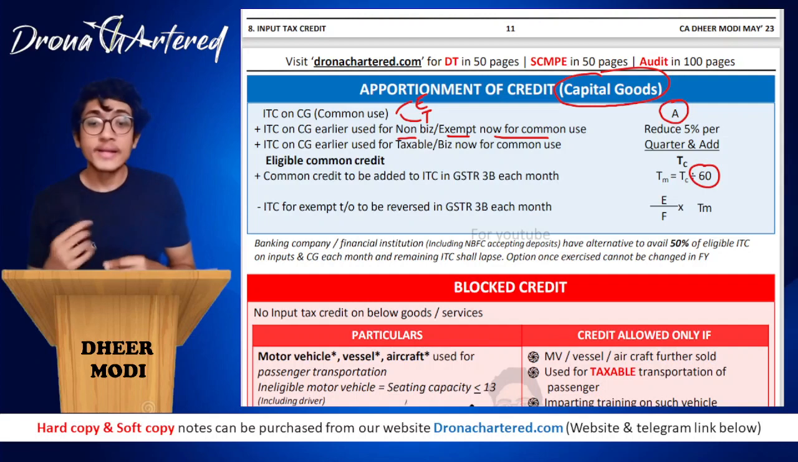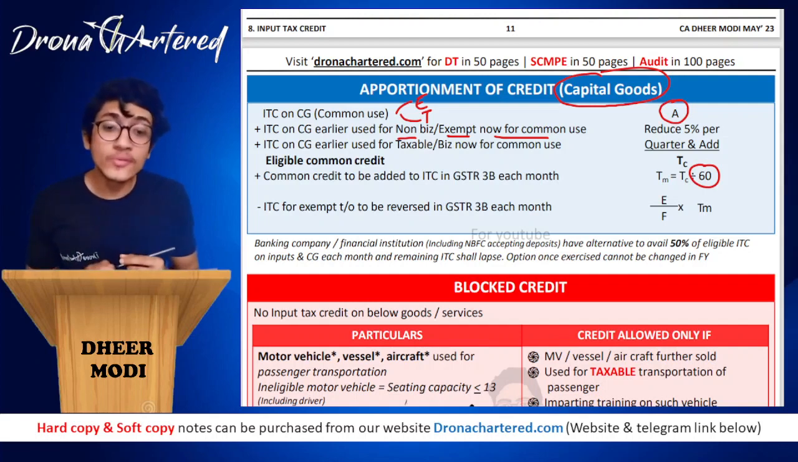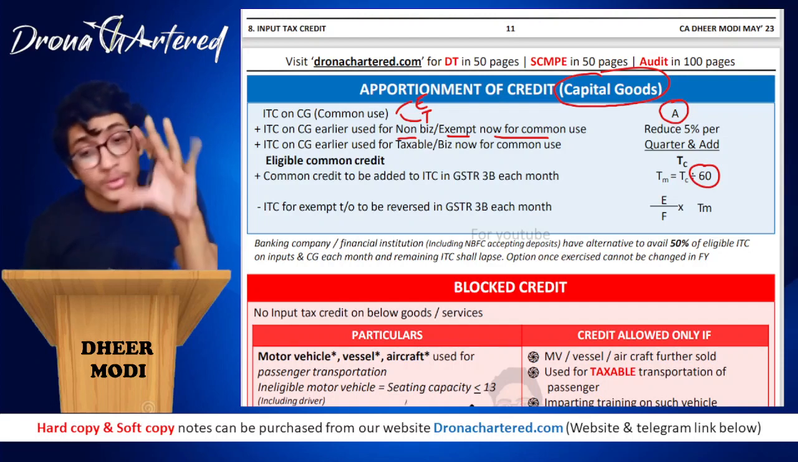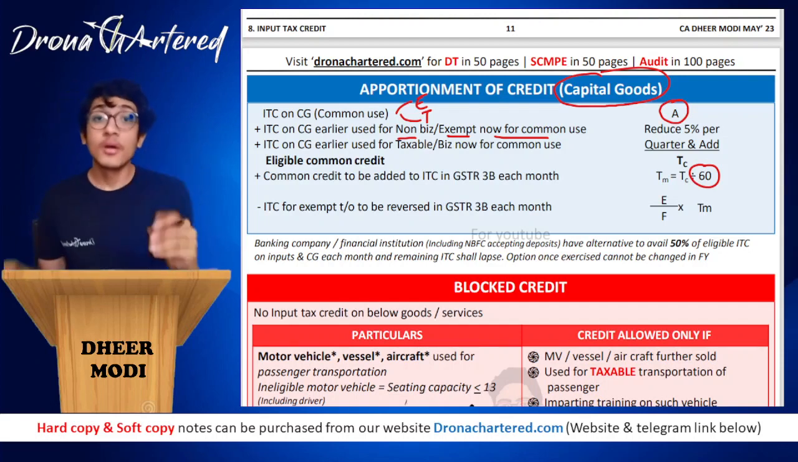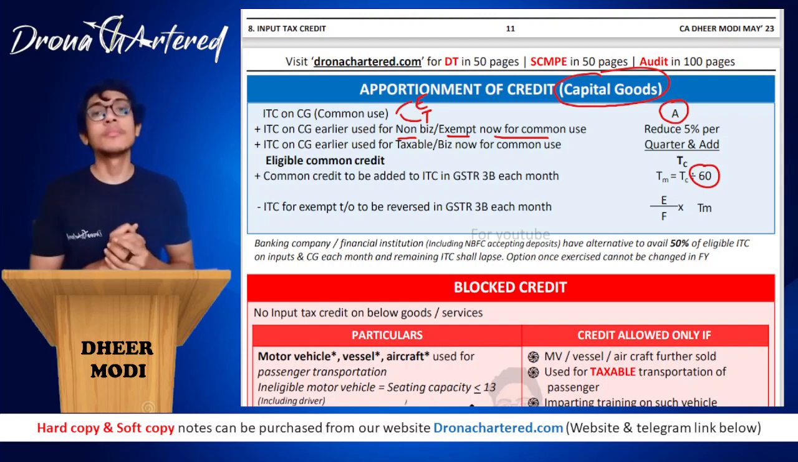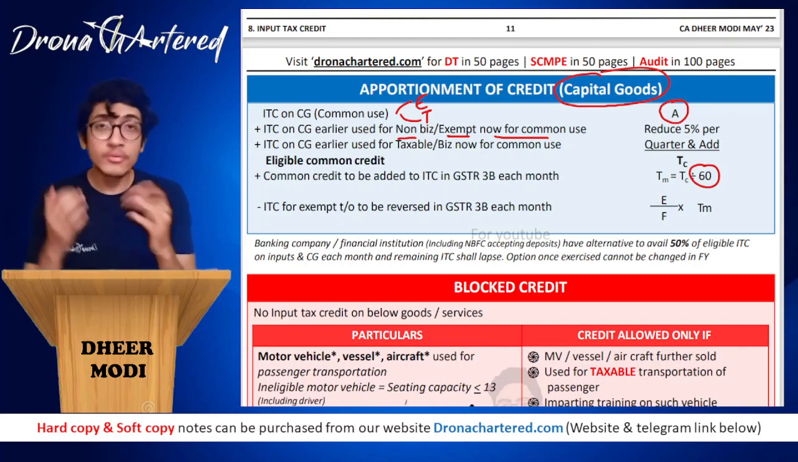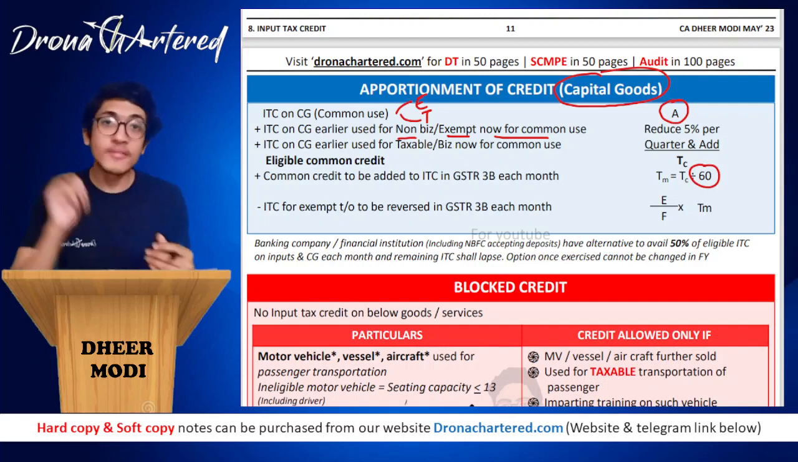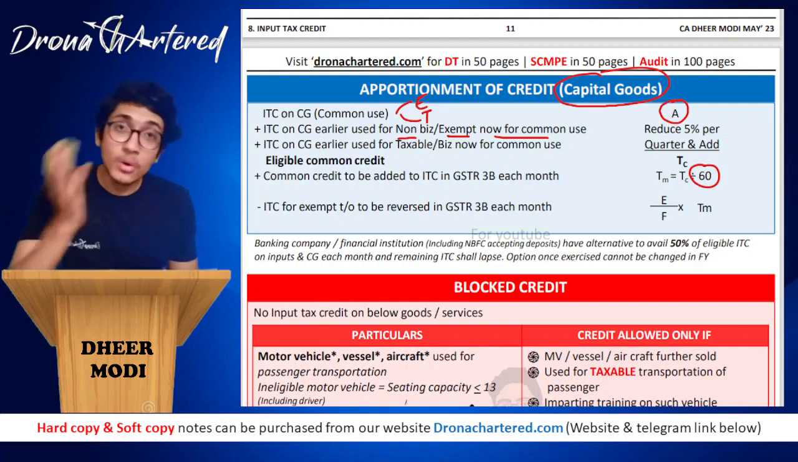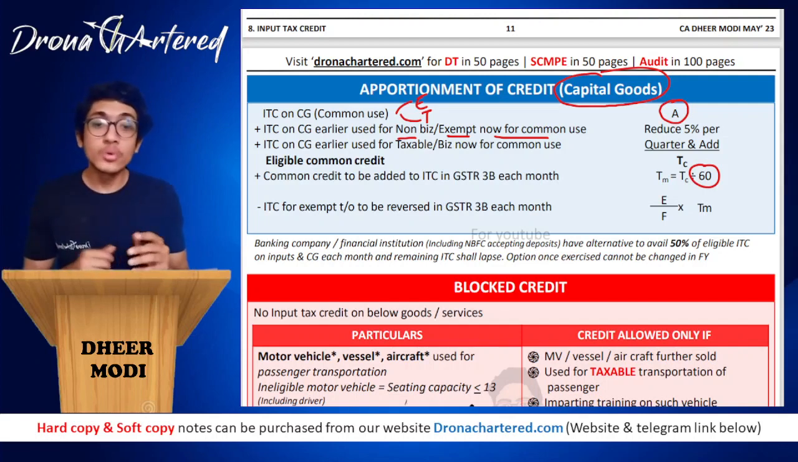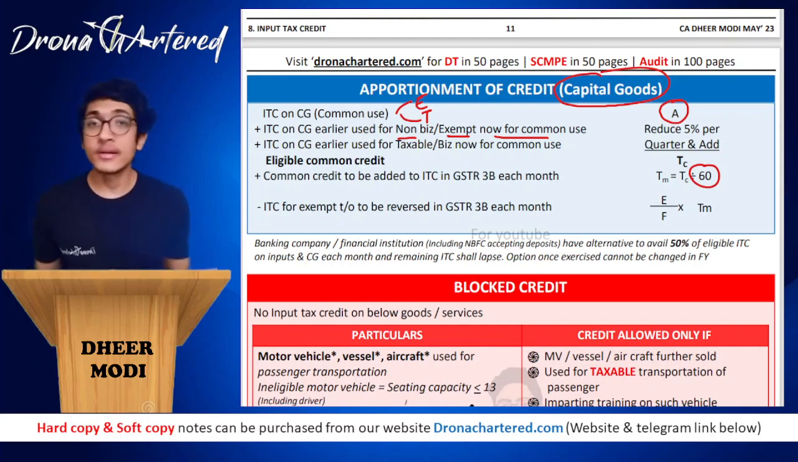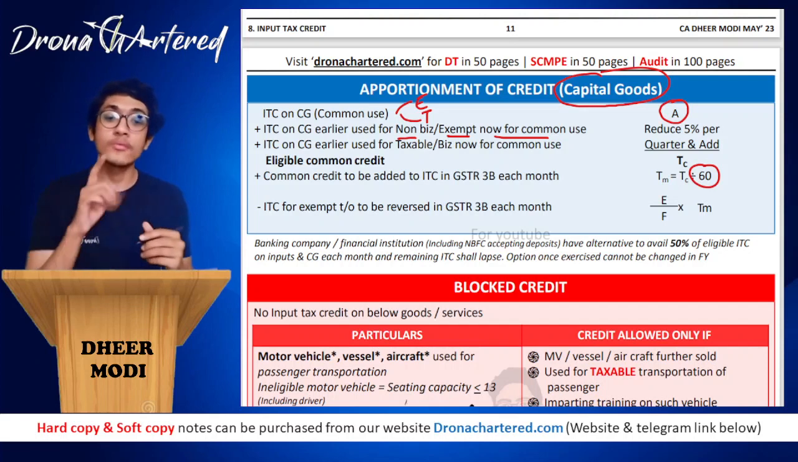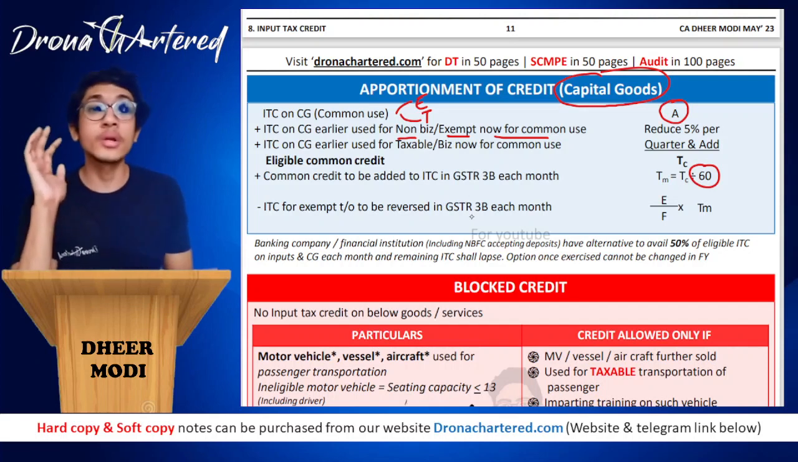Okay, so ITC on capital goods earlier used for non-business or exempt. That is, since they were earlier only used for non-business purpose or they were only used for exempt purpose, tell me, was this ITC allowed at that time? No, right? Since it was used only for non-business purpose, we never allowed this ITC. Therefore, now since it is being used for common use, we will be adding this ITC that we had paid earlier, but we were not allowed ITC because it was only used for non-business or exempt supply.